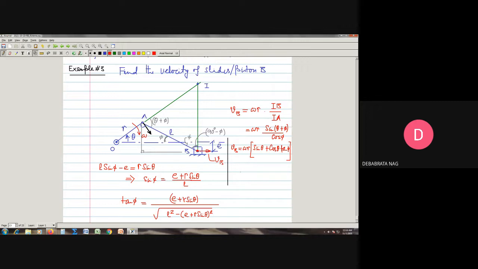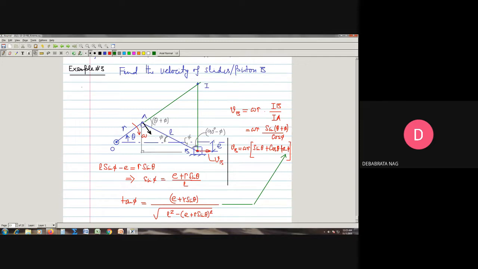So as a result, we can say that Vb will be equal to, we can put all these things here and find out the expression. Once this tan phi is known to us, we can substitute this tan phi value into this equation and get the velocity of this point. You can simplify this expression at home and find out the velocity, provided we know all these geometries.